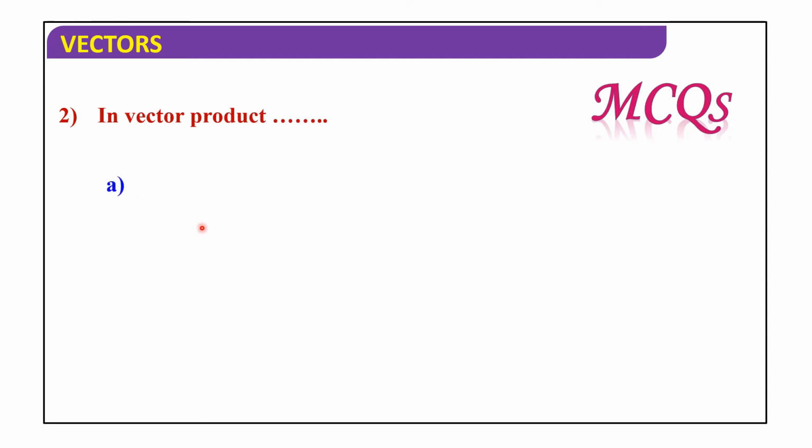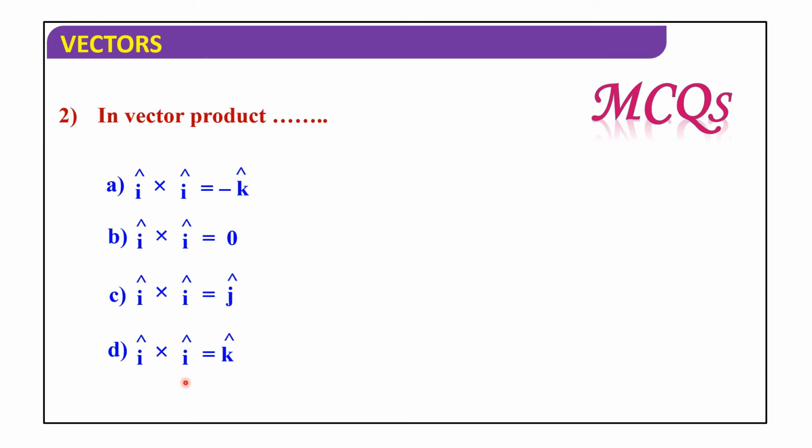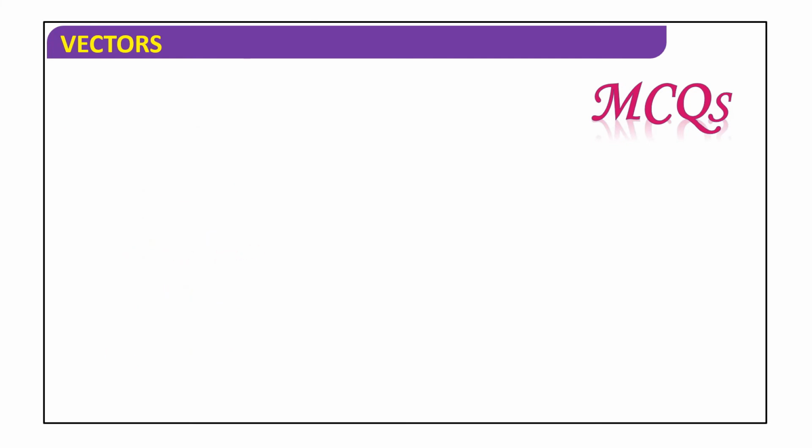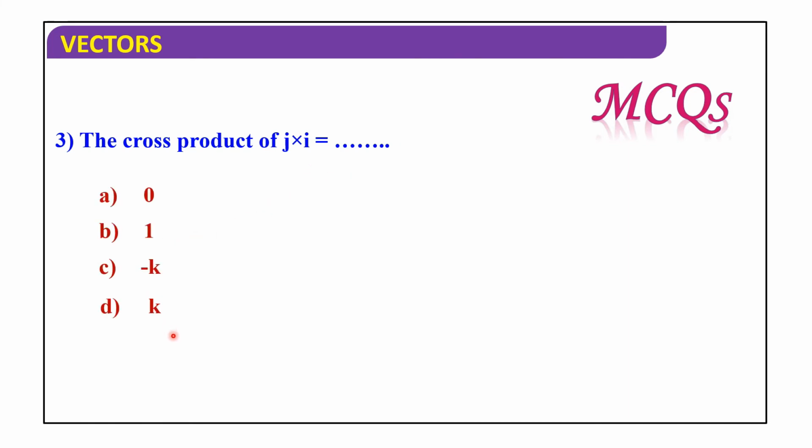In vector product, I cap cross I cap is equal to minus K cap, 0, J cap, or K cap. In vector product, I cap cross I cap is equal to 0. The cross product of J bar and I bar is 0, 1, minus K, or K. The cross product of J bar cross I bar is equal to minus K bar.